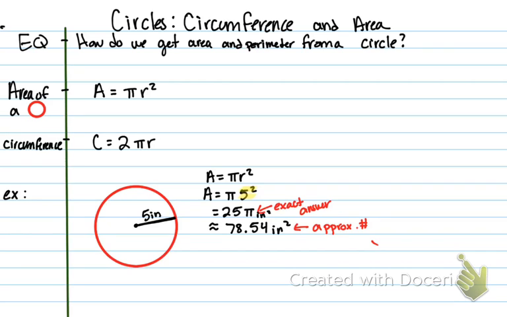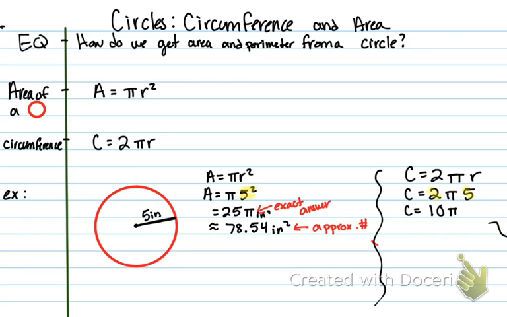Right, let's find the circumference. So here we have C equals 2 pi r, right? And let's do the same thing. So we got 2 pi, our radius we said was 5, right? So this time I'm not going to do 5 squared, I'm going to do 2 times 5. 2 times 5 I know is 10, but I still have that pi, so this is my exact answer.